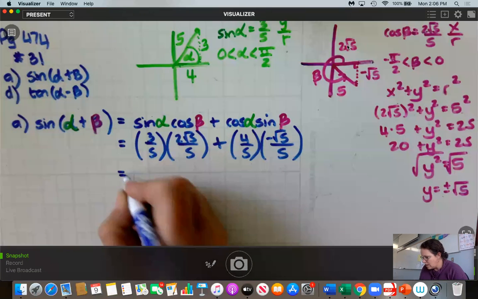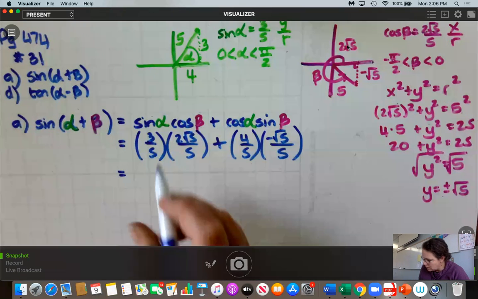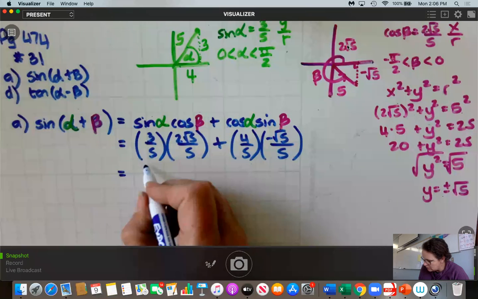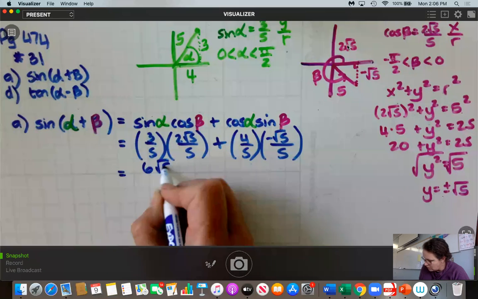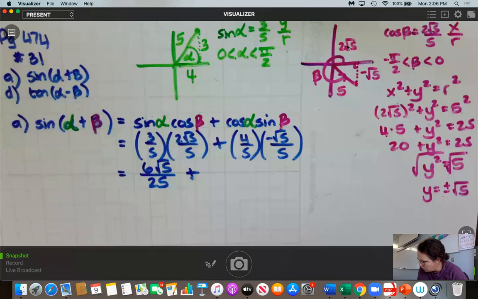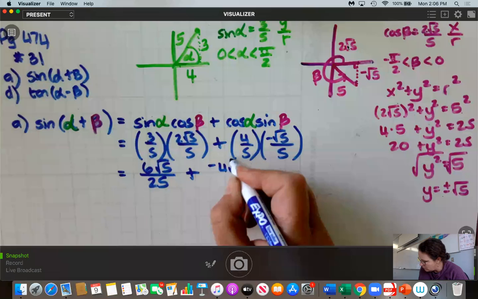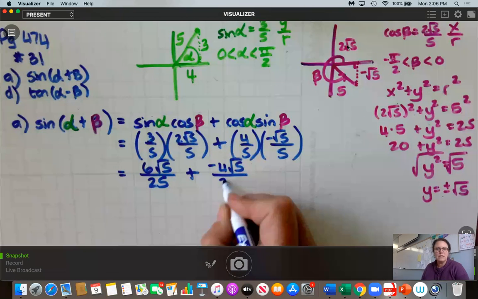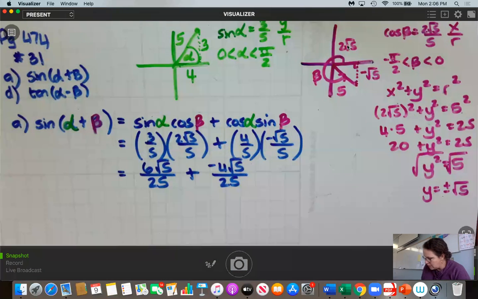Now I'm going to simplify this. My numerator here, I'm going to do 3 times 2 is 6. 5 times 5 is 25. Here I'm going to multiply my numerator. I'm going to get negative 4 root 5, and the denominator is 25. Since my denominator is the same, I can combine that into one fraction.